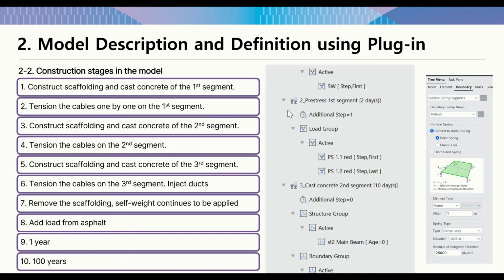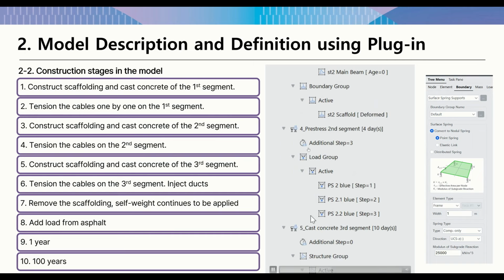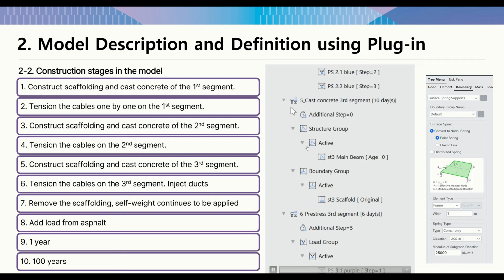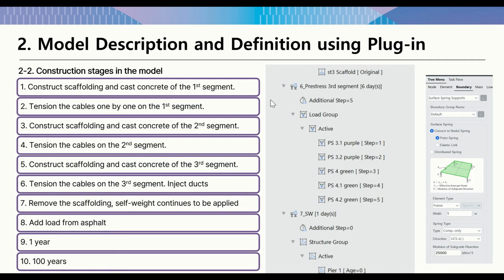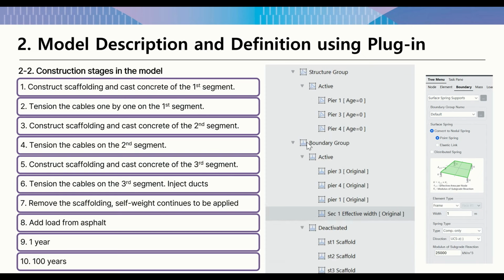First, build the scaffolding and cast the concrete. The concrete gains strength. Second stage, tension the cables, each tendon in turn. Losses are released, losses due to friction, due to slippage of the cable in the anchor, and also losses due to elastic compression of the concrete. Then we repeat the two previous stages with the second and third segments. These are stages from 3 to 6.